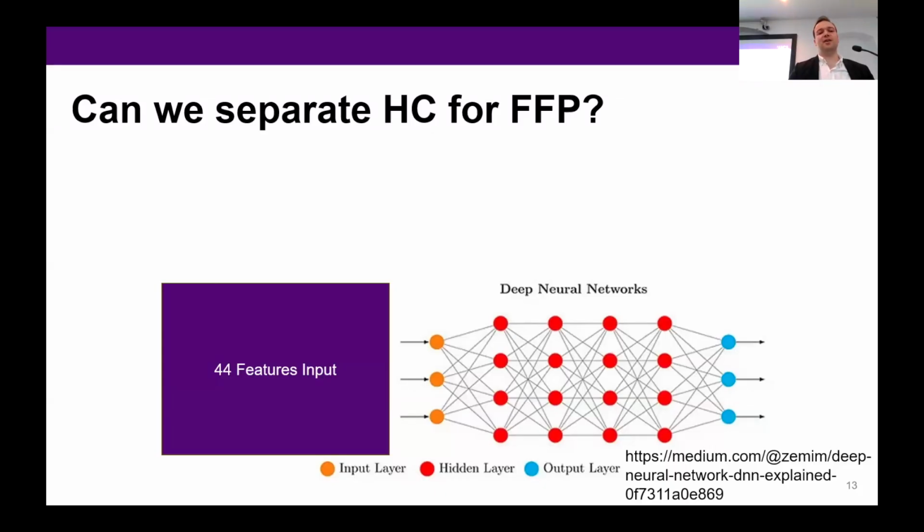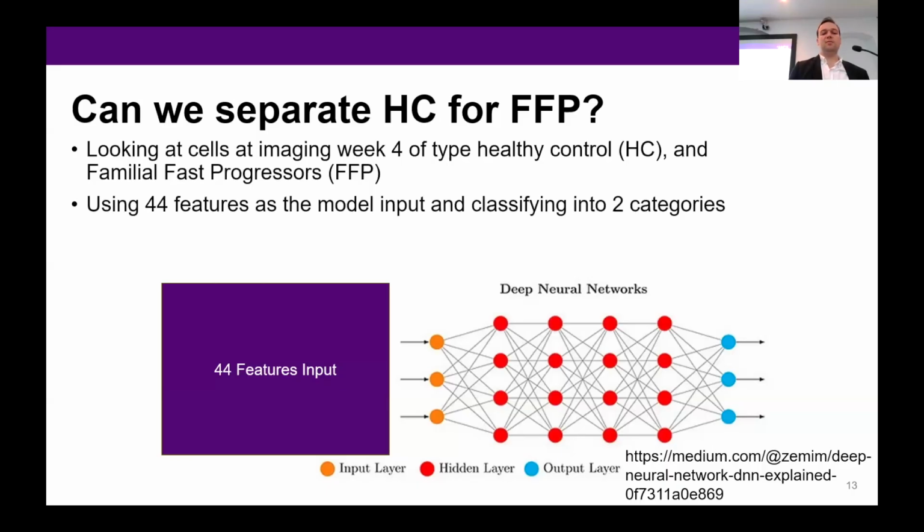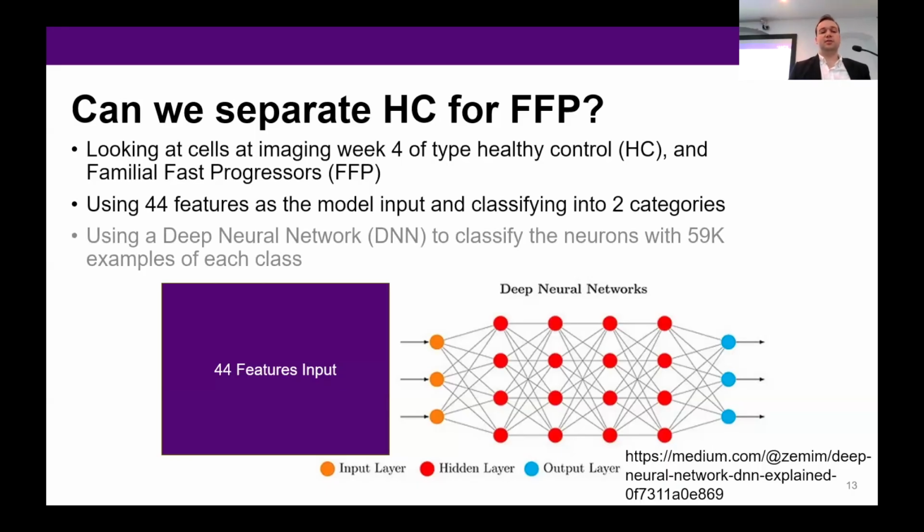Then, as we wanted to know a bit more about the data, we decided to make a classifier just for our healthy controls. Using Chris Lambert's work, he could make a clinical classifier to tell which patients were going to progress the fastest. So I just made a neural network, again very simple, a binary classifier to say, can we tell if this is a healthy cell or a familial fast progressing cell? And we can. I looked at week 4 of our experiment, and you get 44 features out of the data, out of the Phoenix machine.